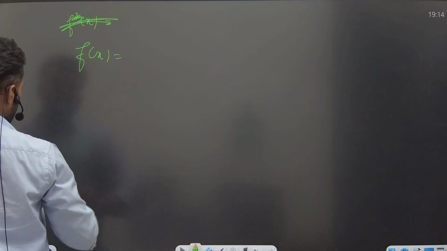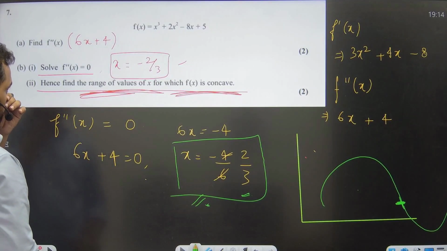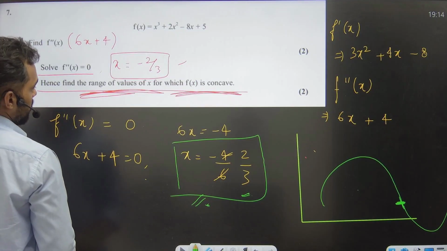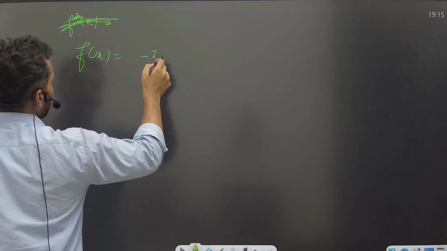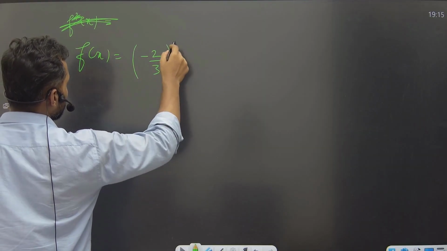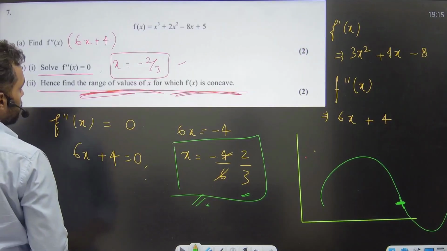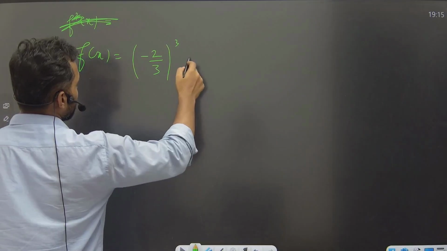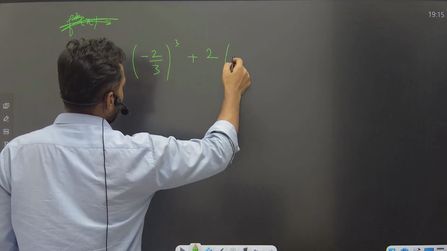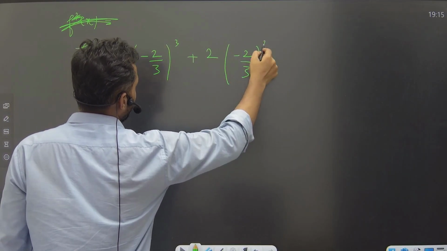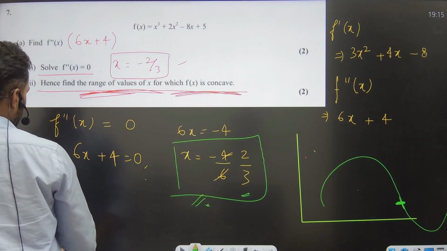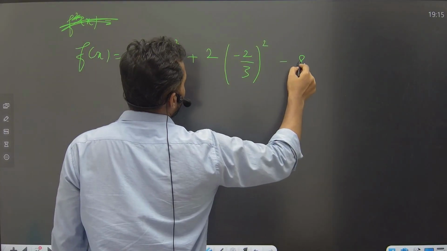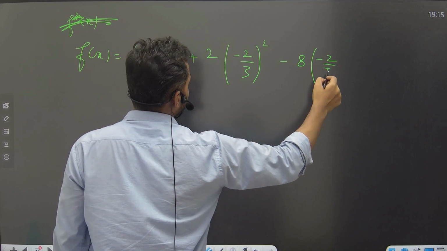So it will be, students, negative of (2/3)^3 plus 2 times negative of (2/3)^2, negative of 8x plus 5.